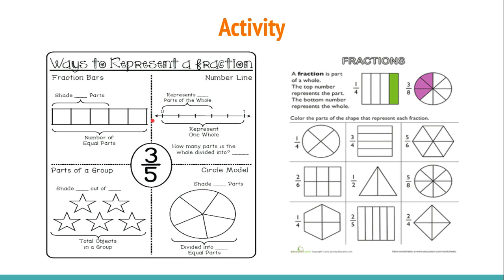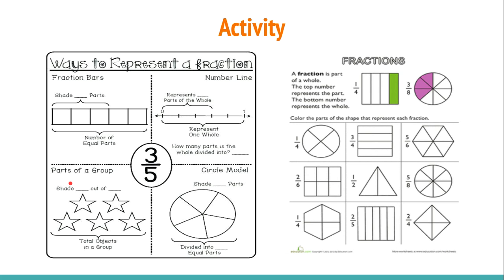Our second one is a number line. How many parts is this whole divided into? Look here. This is the whole, and we want to divide it into 5. So 1, 2, 3, 4, and 5 would equal the whole. And the 3 would be right here, right? So you have 0. Here's 1, 2, and 3. Again, 3/5.